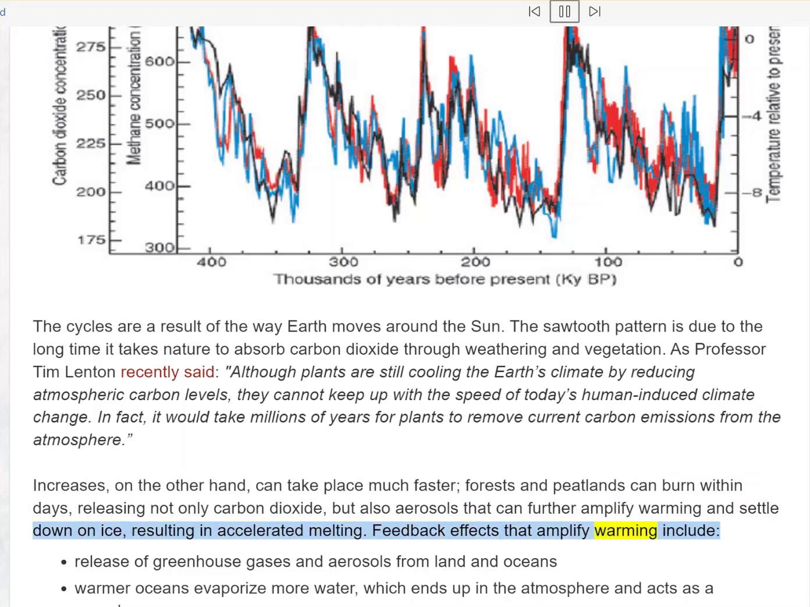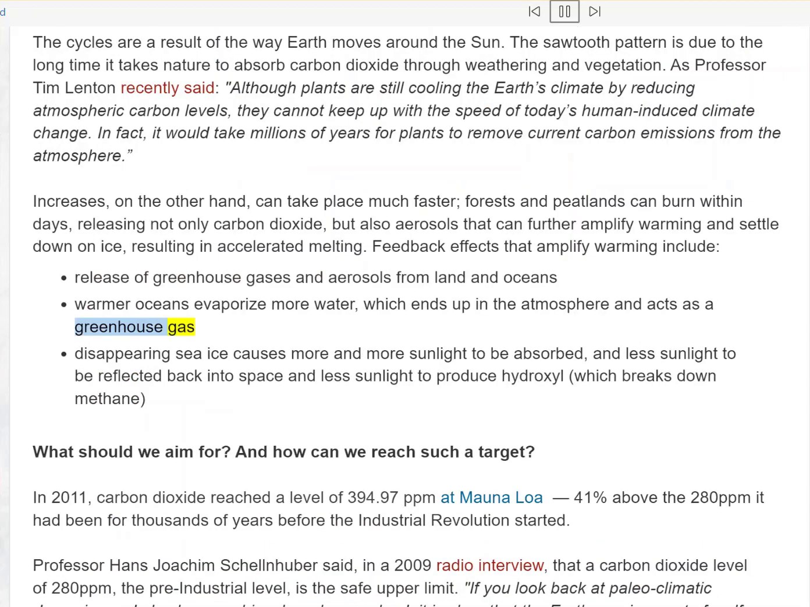Feedback effects that amplify warming include release of greenhouse gases and aerosols from land and oceans. Warmer oceans evaporate more water, which ends up in the atmosphere and acts as a greenhouse gas. Disappearing sea ice causes more and more sunlight to be absorbed, and less sunlight to be reflected back into space and less sunlight to produce hydroxyl, which breaks down methane.